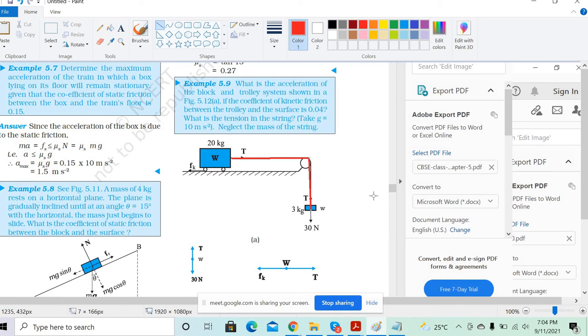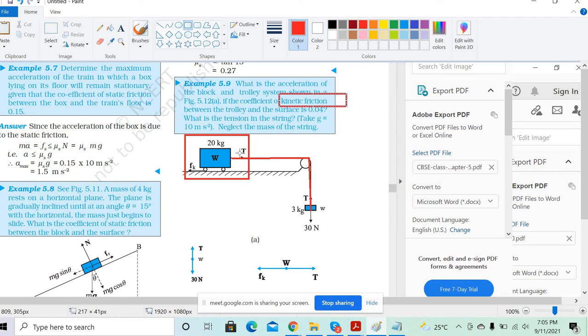Clear? Now when you draw the free body diagram for this part, remember that we discussed that the rope has tension in the string. Tension is nothing but the force. So when we only consider this body, this body is moving, isn't it? Because it has a kinetic friction. Kinetic friction comes into the picture only when the body is in motion. So kinetic friction is there. Fine.